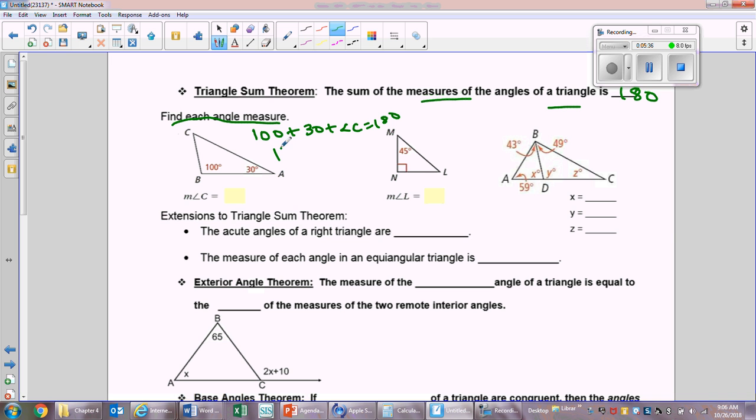So if you add 100 plus 30, it gives you 130 equals 180. Then you subtract 130 from both sides, and you can see that C would be 50 degrees, right? So that's the measure of C. Okay, that's what you guys have to do. So I'm gonna let you guys do number 2 and the second part, and I'll do this piece.